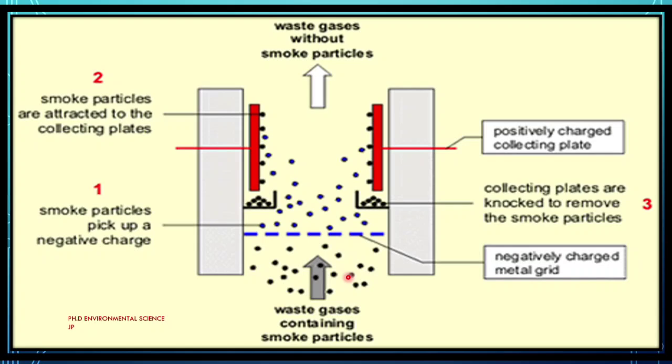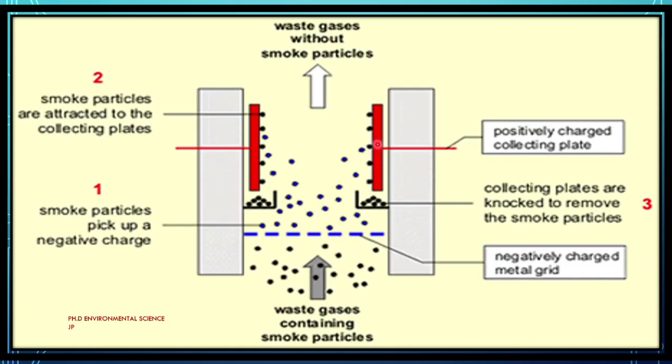So first is waste gases containing the smoke particles. They enter the electrostatic precipitator, and the smoke particles within these gases are given a negative charge by passing through a negatively charged metal grid or ionizing section. Then step 2, the negatively charged smoke particles are then attracted to the positively charged collecting plates.